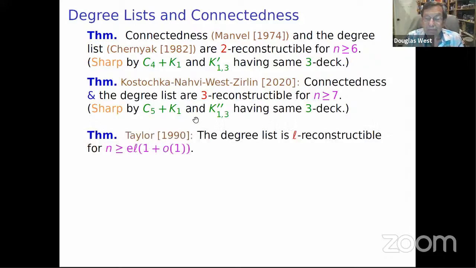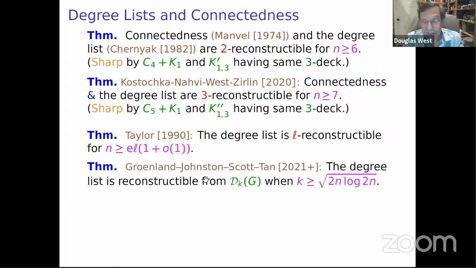Okay, what about L in general? So Taylor showed that the degree list is L reconstructible as long as the number of vertices in your graph is at least L times e, roughly, e is 2.718. However, that's been improved. There was a paper that appeared on the arXiv this year by Groenland, Johnston, Scott, and Tan. And they proved that the degree list is reconstructible from the k deck when k is pretty small. The k only needs to be about the square root of 2n log 2n.